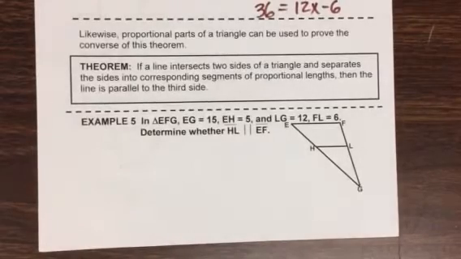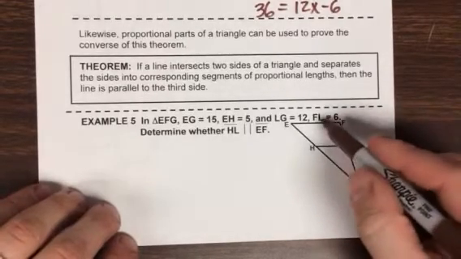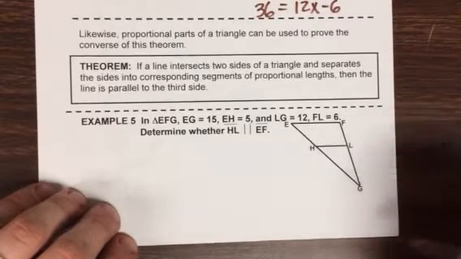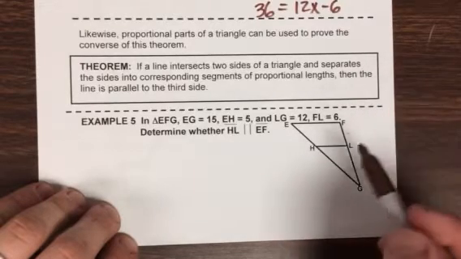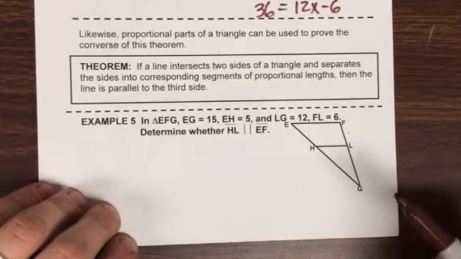Likewise, proportional parts of a triangle can be used to prove the converse of this theorem. So looking at it, if a line intersects two sides of a triangle and separates the sides into corresponding segments of proportional lengths, then the line is parallel to the third side. So this is working backwards. Instead of them telling us it's parallel and us using proportions to find a missing length, they're going to tell us the sides, and if it is proportional, then we know the lines are parallel.